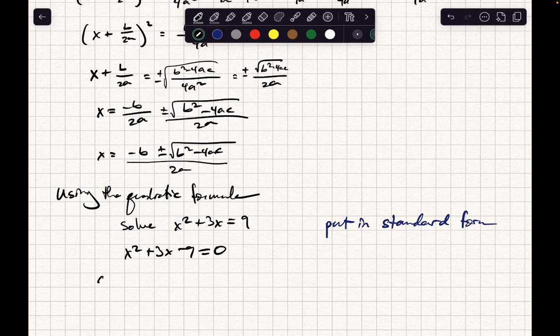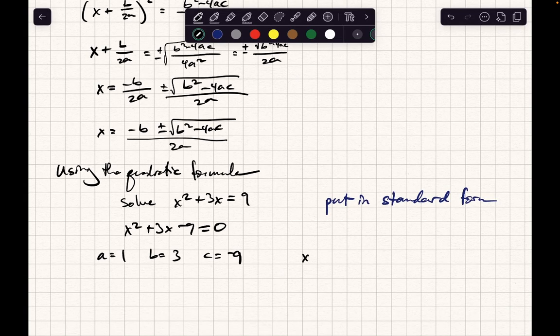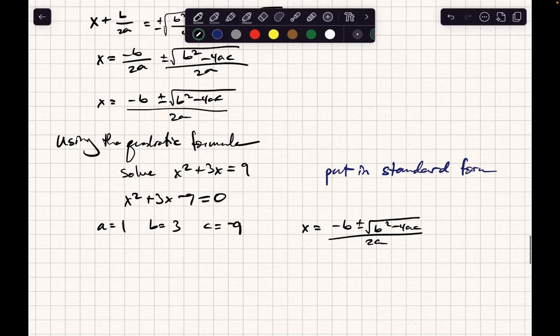Now I'm ready to say what my a is, what my b is, what my c is. What's a, b, and c? A is 1, B is 3, C is -9. And at this point I should write out my quadratic formula. Plus or minus square root of b squared minus 4ac, all over 2a. What is 2a? 2a is just 2.